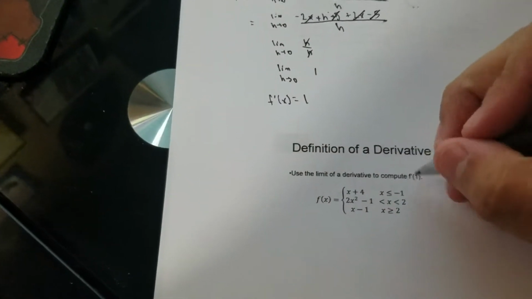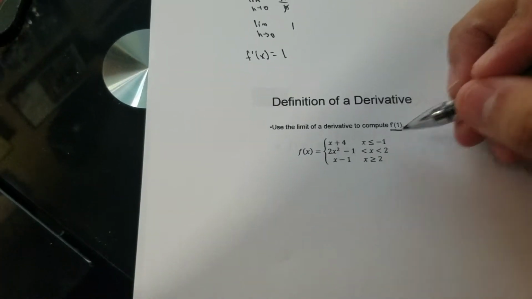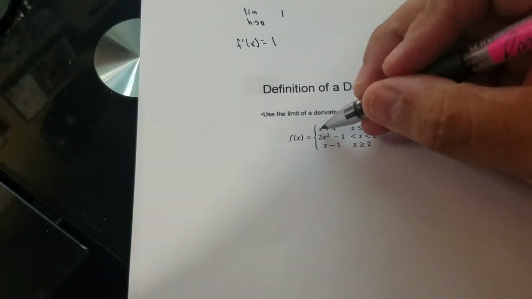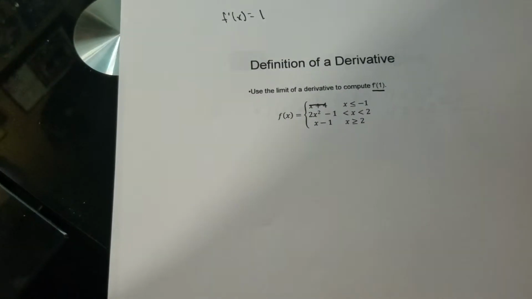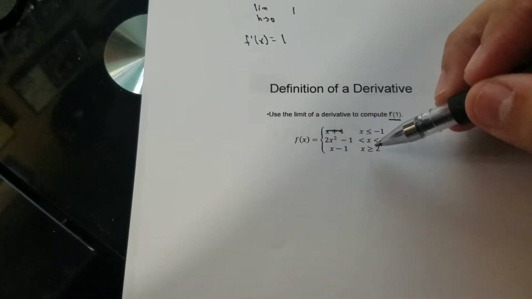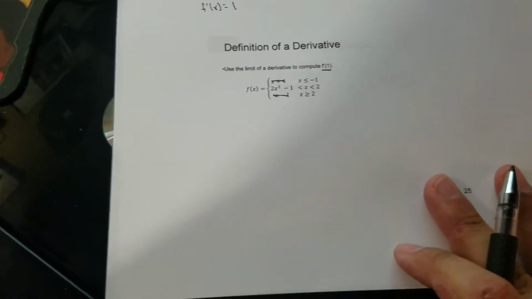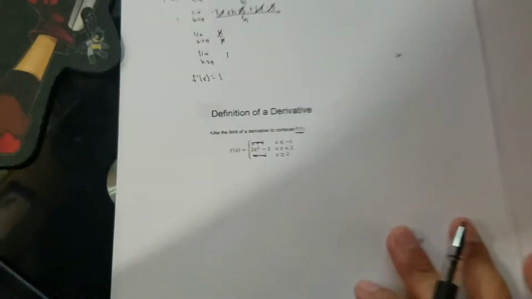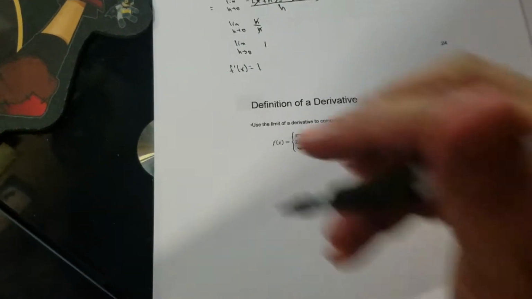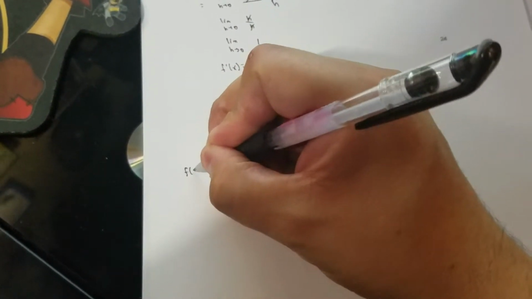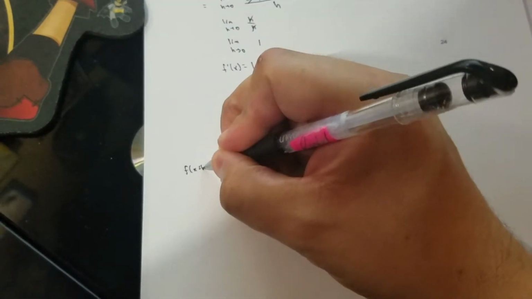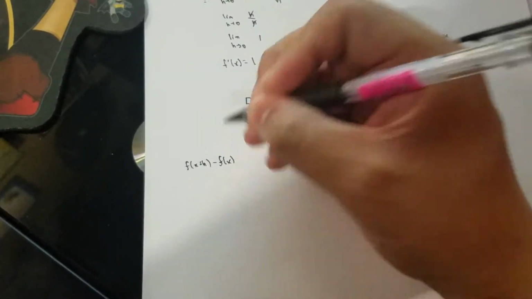So for this one here, again, f prime of 1, so is positive 1 less than negative 1? No, so this is not the one I'm going with. Is positive 1 greater than 2? No, so this is not the one I want. This is the equation I'm going to work with. So I'm going to work through this, guys. In the end, I'll go ahead and just pick it up so that y'all can see what the answer is. But just bear with me here.